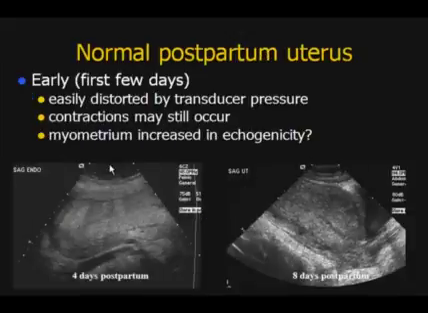The normal postpartum uterus in the first few days can still be soft, can still be easily distorted by the transducer. Here's the transabdominal scan, sagittal, and you can see we can actually deform the anterior surface of the uterus easily with just transducer pressure. Contractions can still occur. We know uterine contractions, that is of the myometrium, are common during pregnancy, and they can still occur in the early postpartum period.